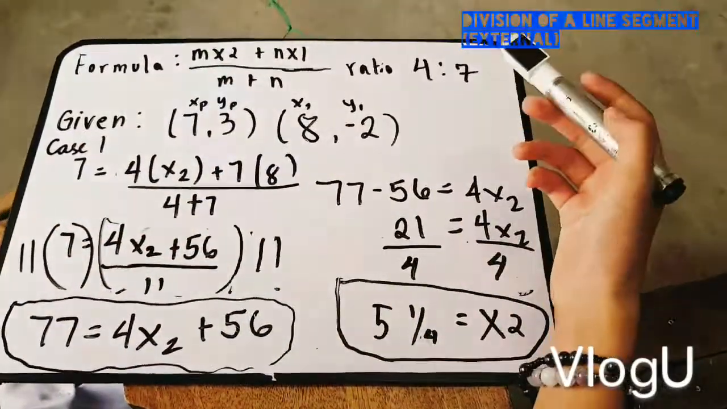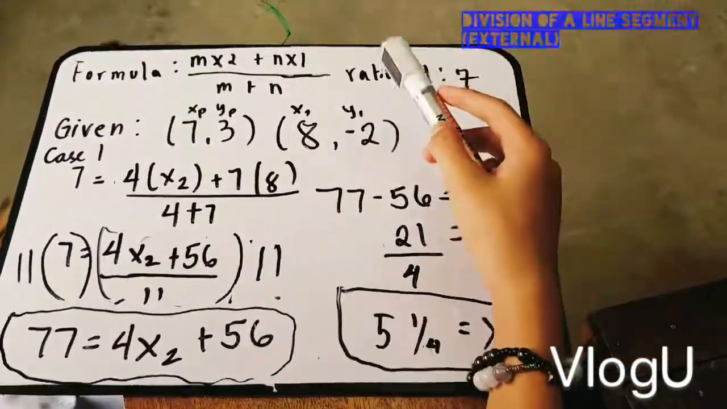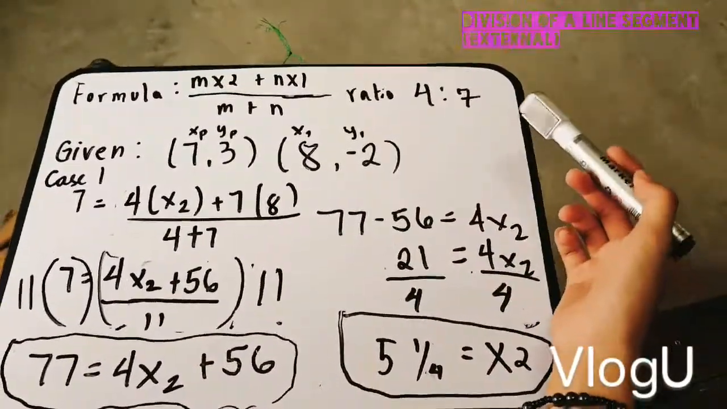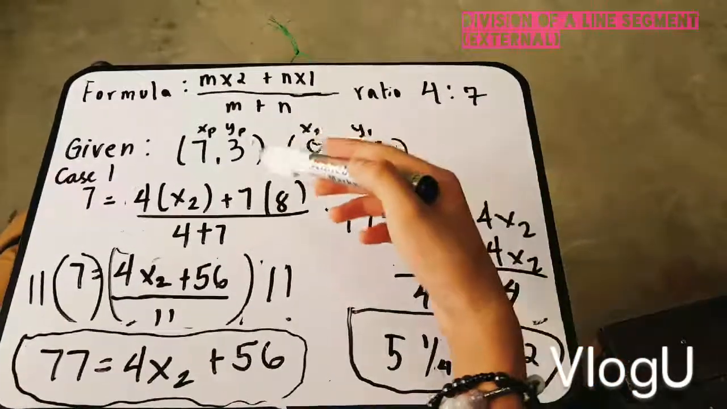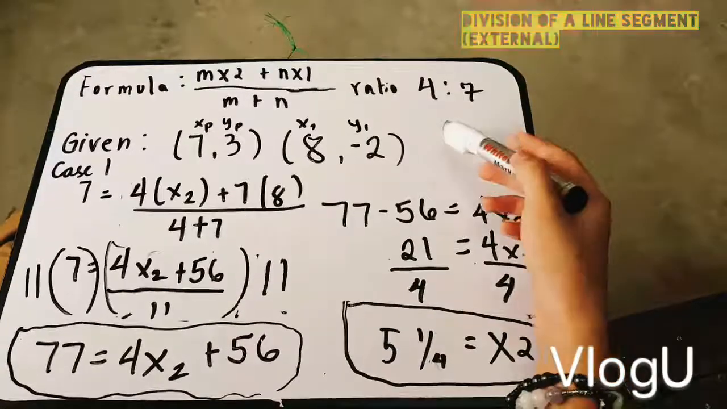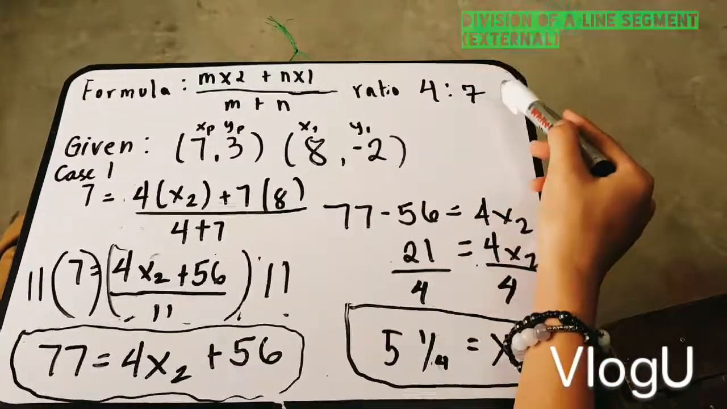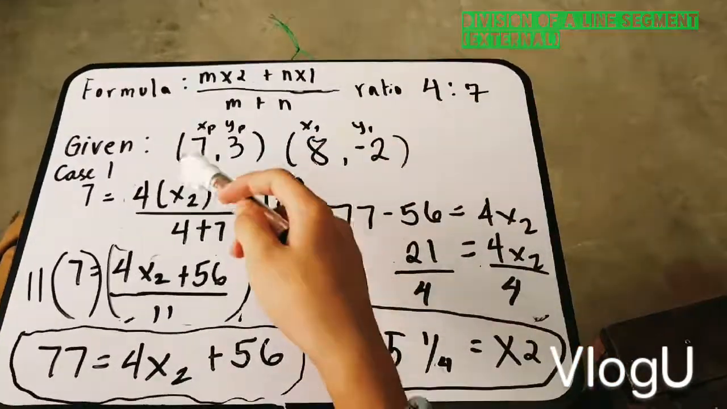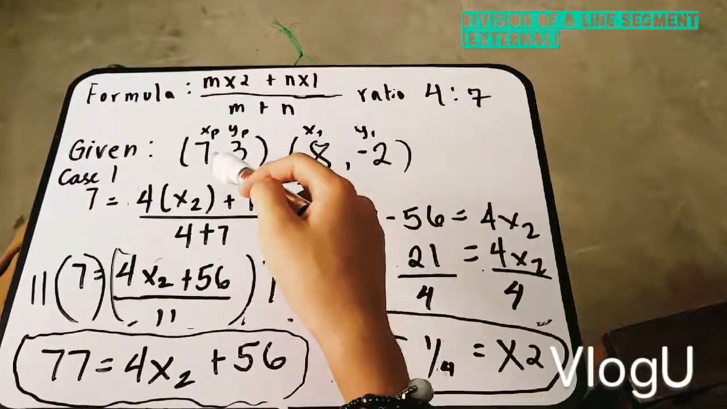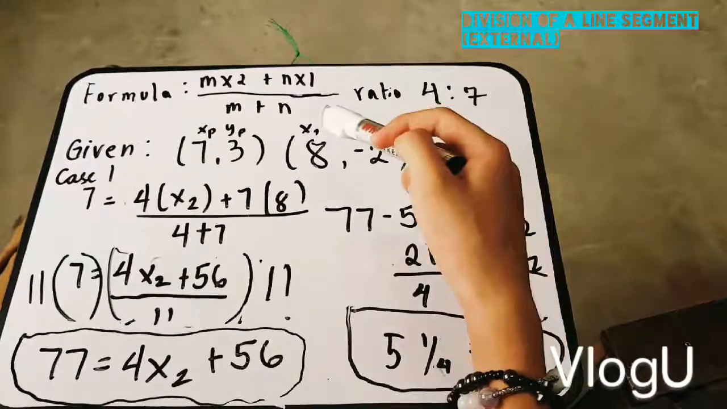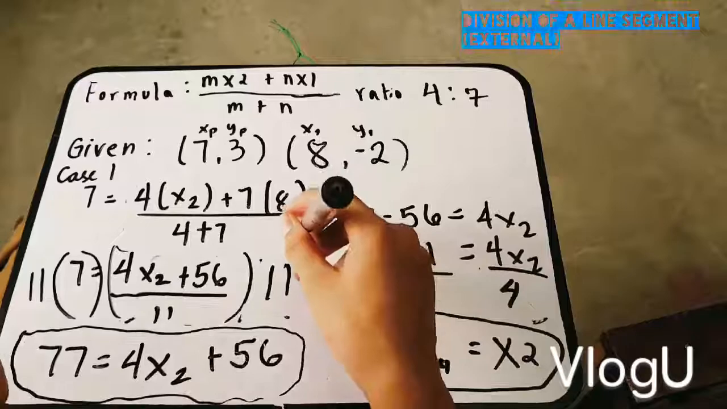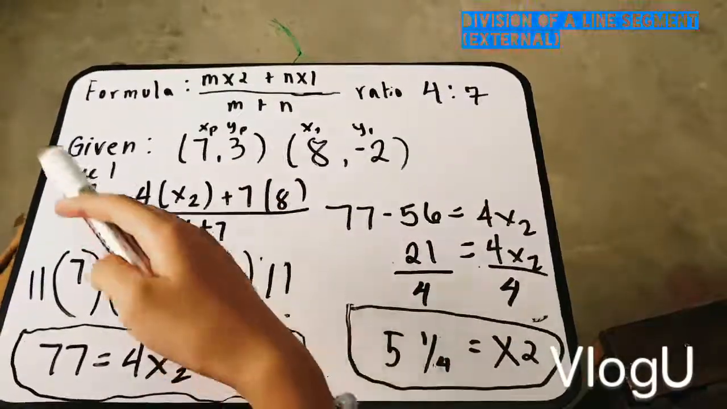So for our next question, we will have a division of line segment externally. For our given points, we will have 7, 3, and 8, negative 2. Our ratio is 4:7. For our case 1, we will have xp and yp as 7 and 3 and x1 and y1 as 8 and negative 2. So for our first step, we will substitute the values of the given.